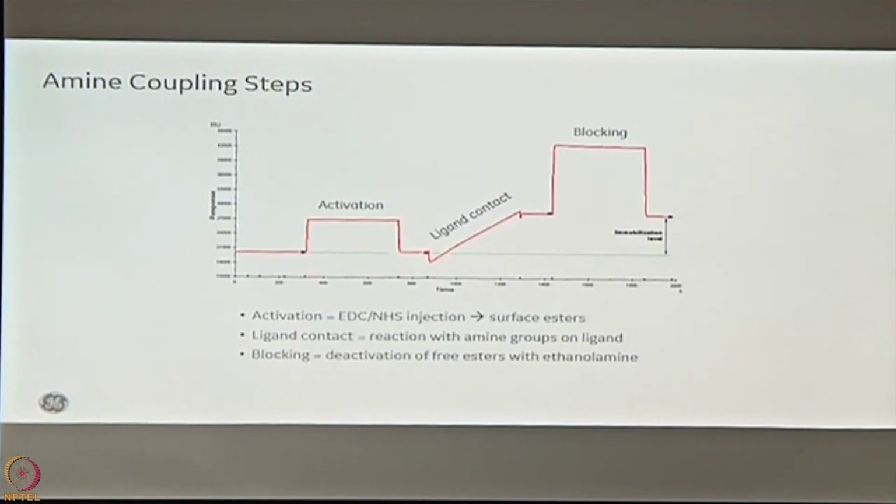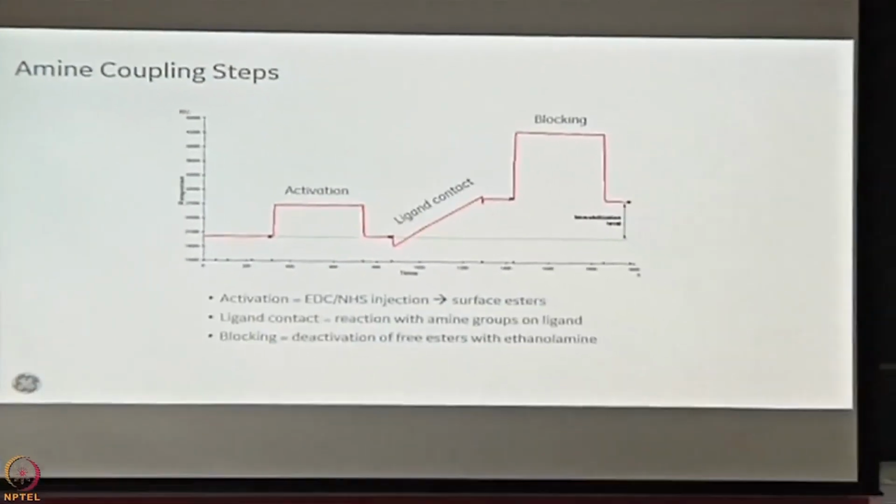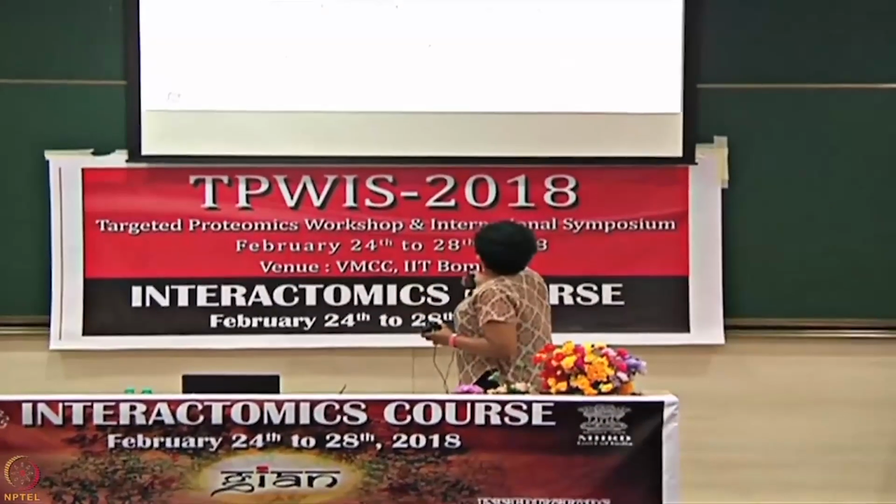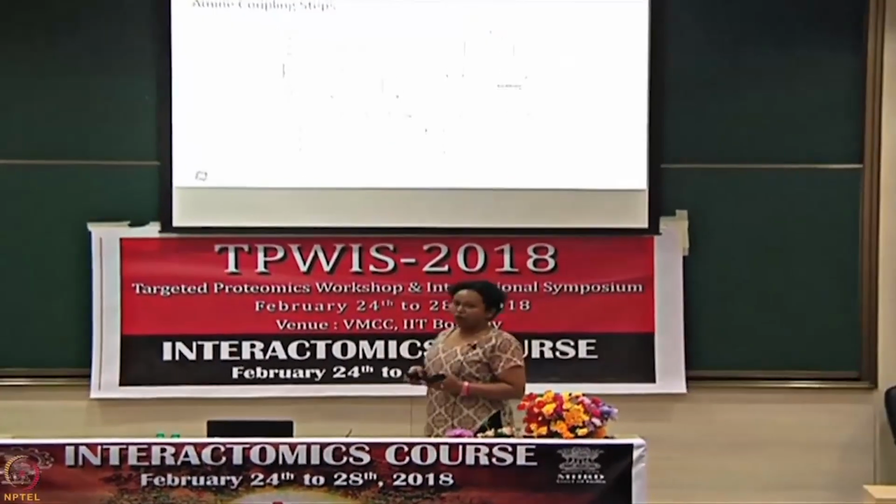After that, your surface is activated, and then you push your ligand, which has the free amine groups or other free groups. At this point, all your proteins are getting covalently attached or linked to the surface. Okay. And then finally, you do a blocking with ethanolamine.